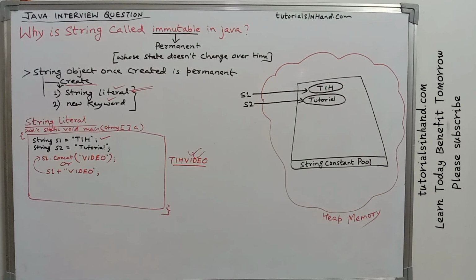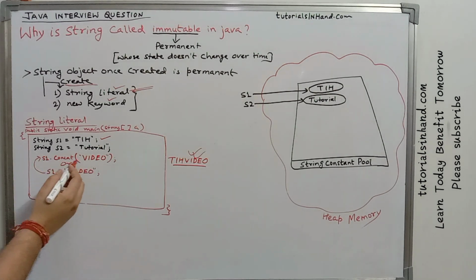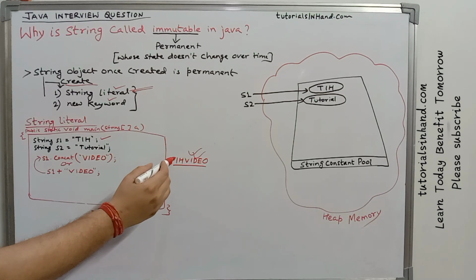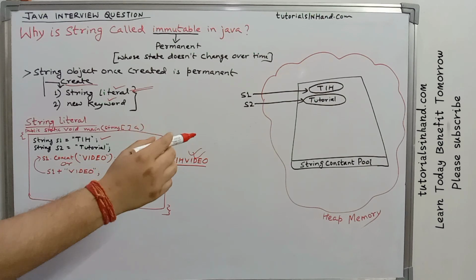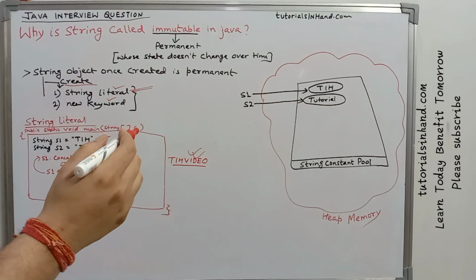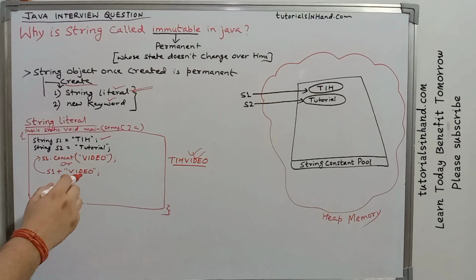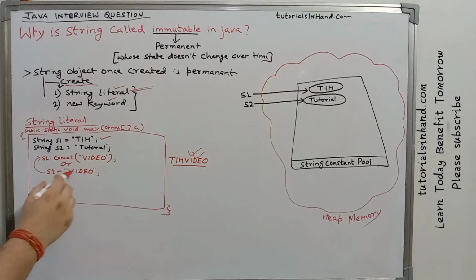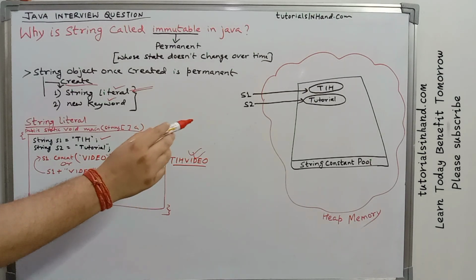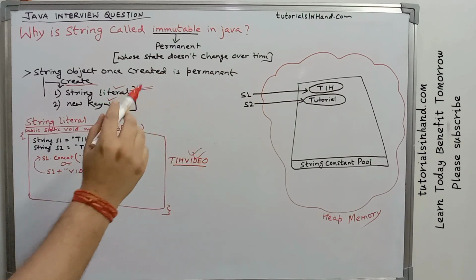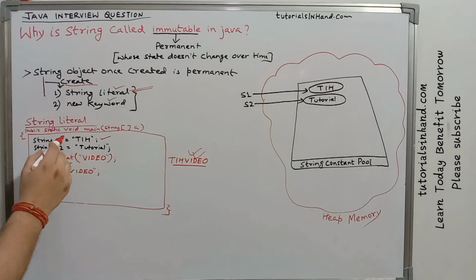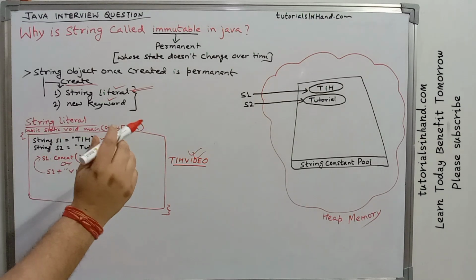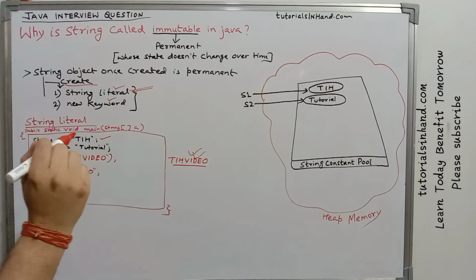But what will happen is, when you do s1.concat("video") or s1 + "video", a new object is created, which will be checked again in the string constant pool, and if it is present, then the reference will occur if there is any reference made, which we are not doing here. So in this case, this new object will be formed and placed in the string constant pool without any reference, because we are not using an assignment to refer to this newly created object. So a new object will be created without any reference in the string constant pool.